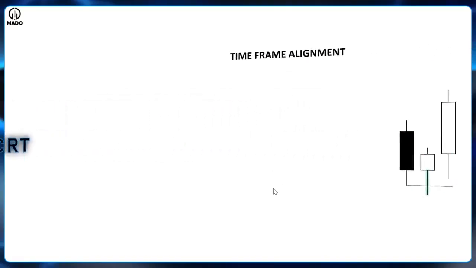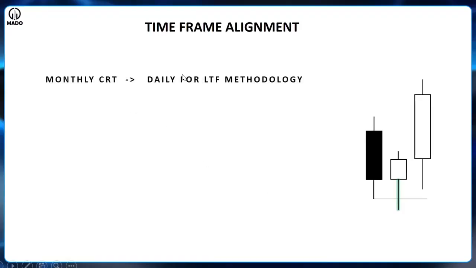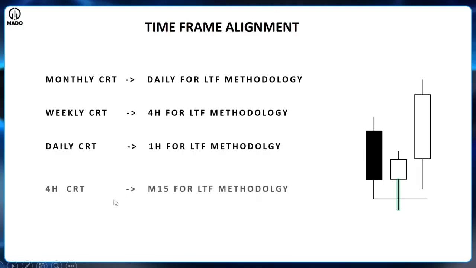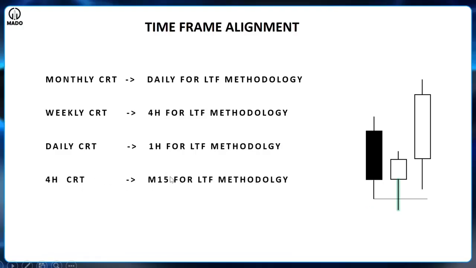if you are trading a monthly CRT, then your lower time frame should be the daily chart. That's where you will frame your entries and look for Model 1. If you are trading a weekly CRT, then your lower time frame should be the 4-hour chart. And if you are trading a daily CRT, then your lower time frame is the 1-hour chart. Now, if you are trading a 4-hour CRT, then your lower time frame will be the 15-minute chart. And if you are trading a 1-hour CRT, then your lower time frame should be the 5-minute chart.